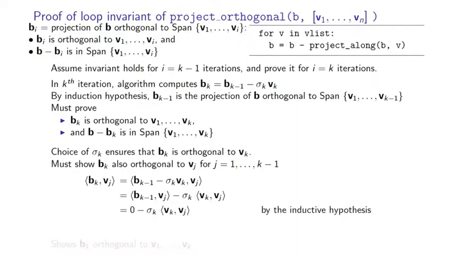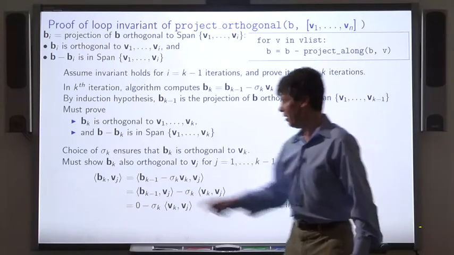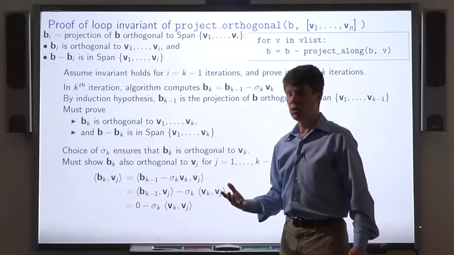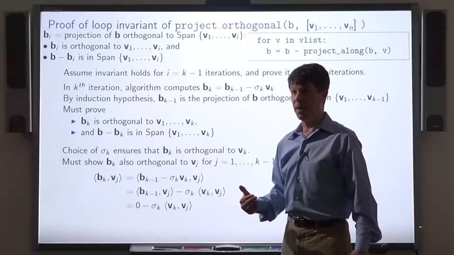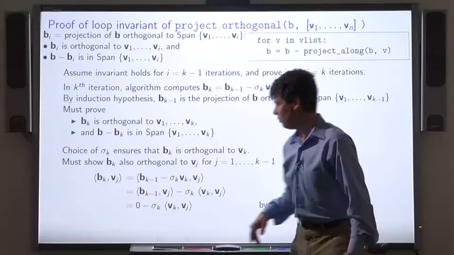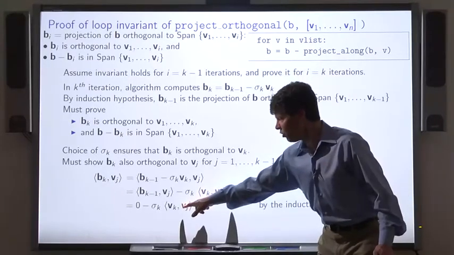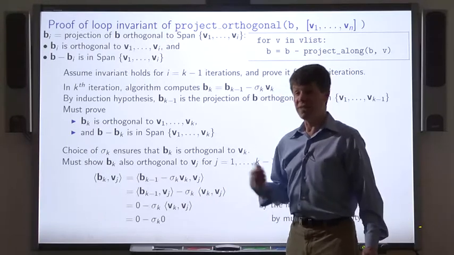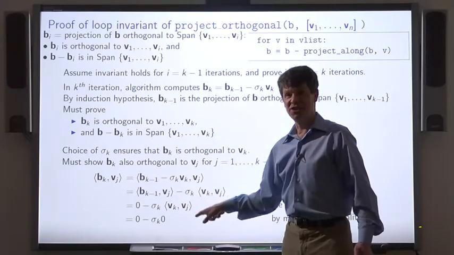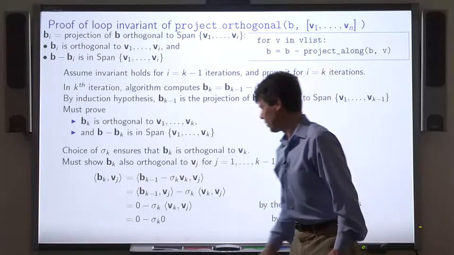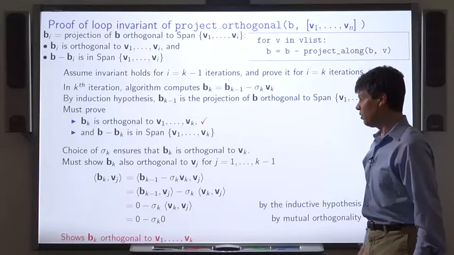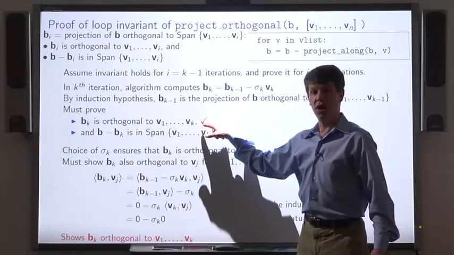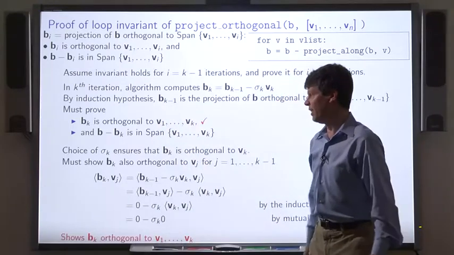Now, the inner product of bk minus 1 with vj is 0, because by the inductive hypothesis, bk minus 1 is orthogonal to all the vectors in VList up to vk minus 1. This inner product is also 0 because we've assumed that the vectors in VList are all mutually orthogonal. So the result is that the inner product is 0. So that shows that bk is orthogonal to the vectors v1 through vk.